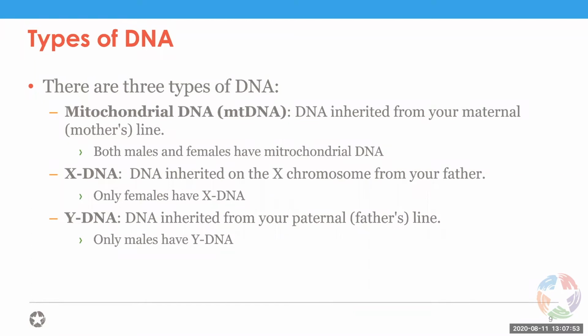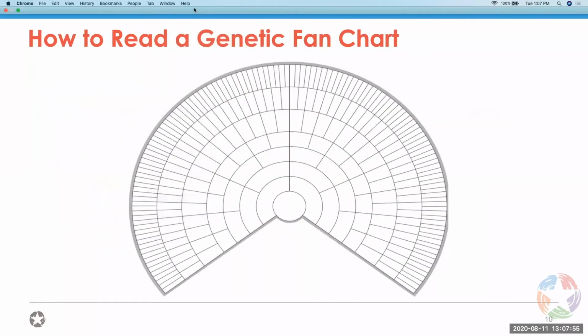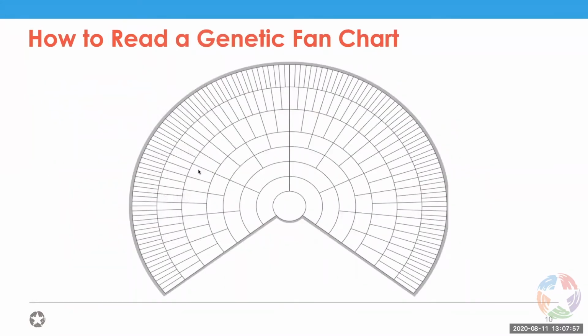All right, so one thing that you tend to use a lot of when going through genetic family trees is a genetic fan chart. They can look similar to this one, although you might see some that are a little different, but they have the same basic representation for your ancestors here.